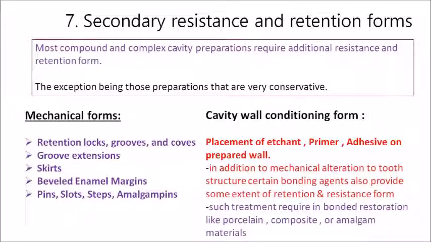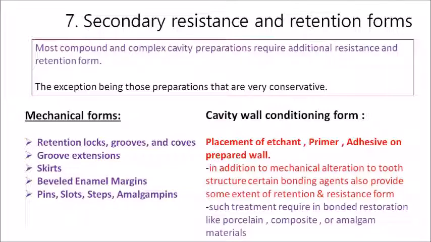Now it is the most compound and complex cavity preparations that require additional resistance and retention form. In such cases, we have to consider secondary resistance and retention forms. The exception being those preparations that are very conservative. The mechanical forms which are included are retention locks, grooves and coves, groove extensions, skirts, beveled enamel margins, pins, slots, steps and amalgam pins. These are the mechanical forms of secondary resistance and retention forms.